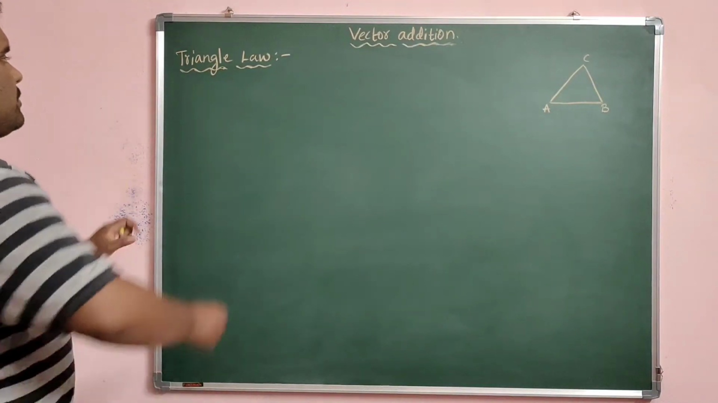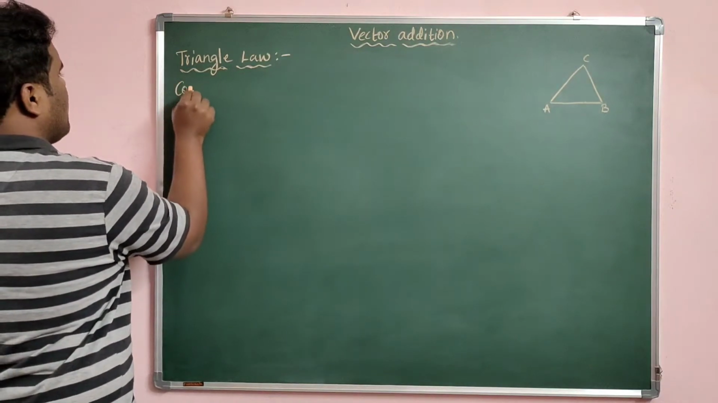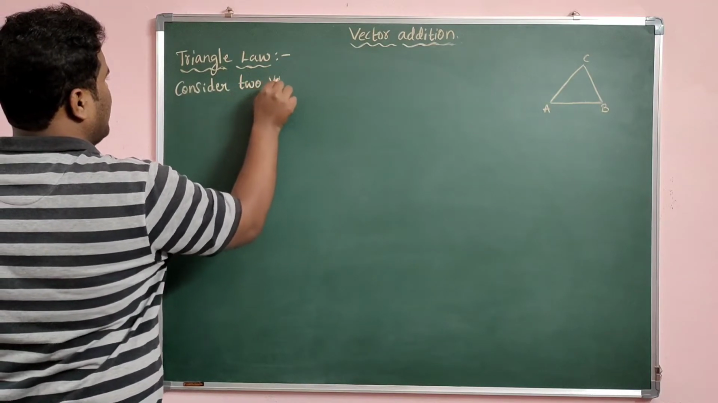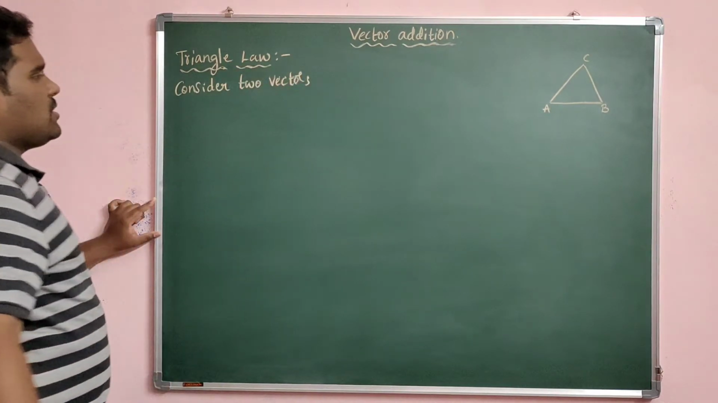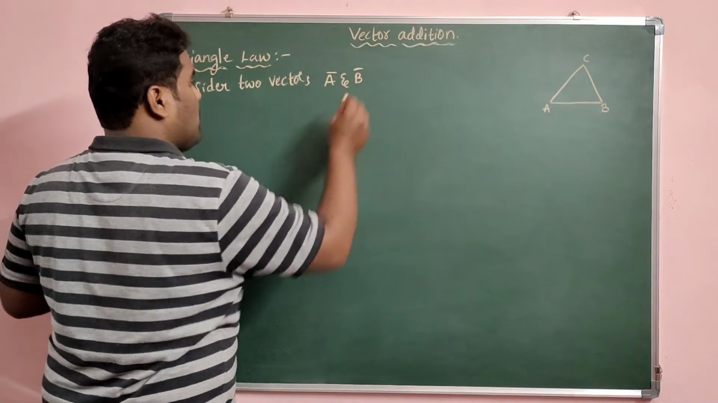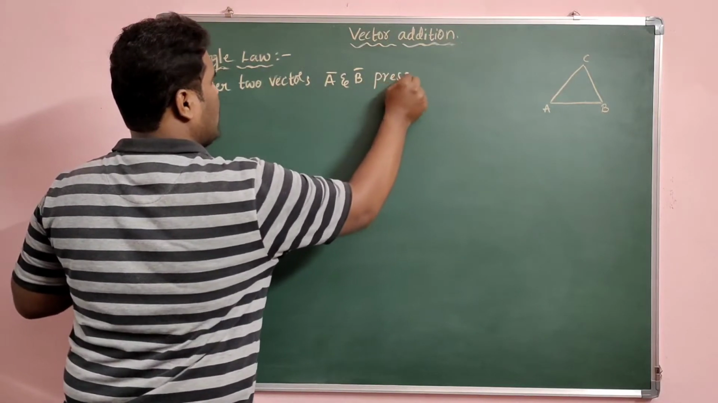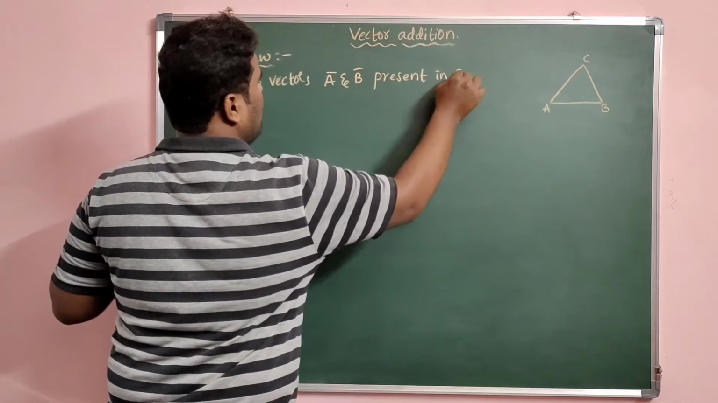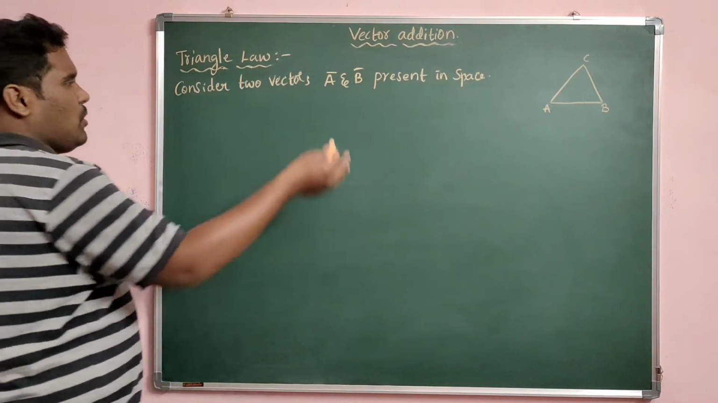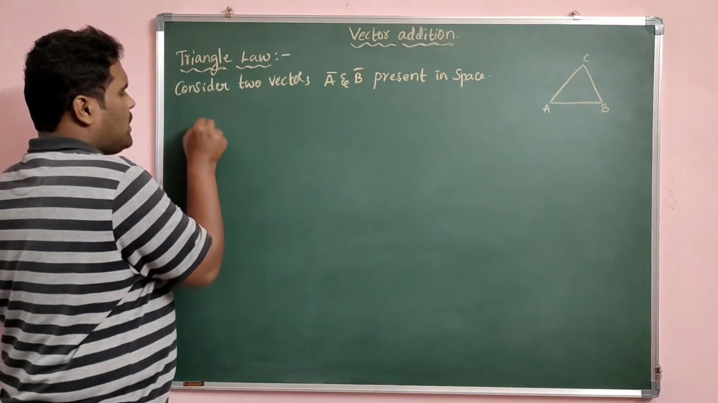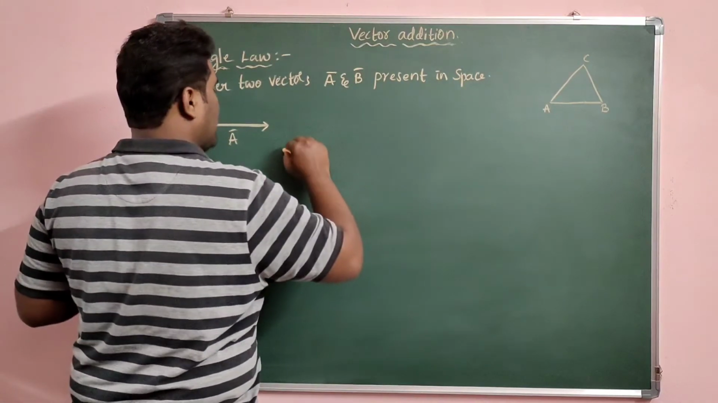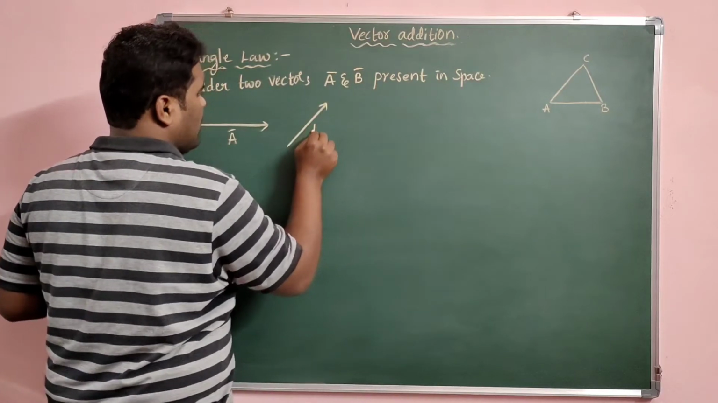So first of all, consider two vectors, whatever we have taken previously, those two vectors only I would like to take. Consider two vectors. What are they? A bar and B bar, present in space. Where are they present? In space, or you can choose a plane also, no issues. Anywhere you want you can do it. So I am just showing those two vectors. See here, one of the vectors is like this. What is this? A bar. And another vector is in this way. This is B bar.